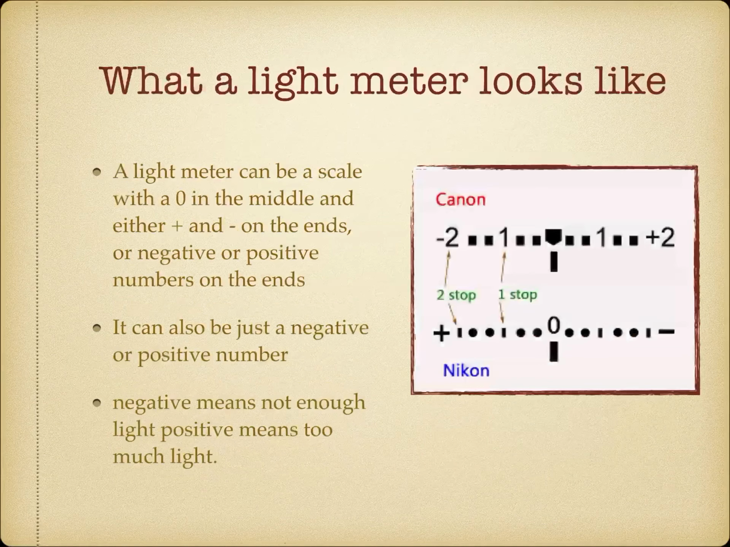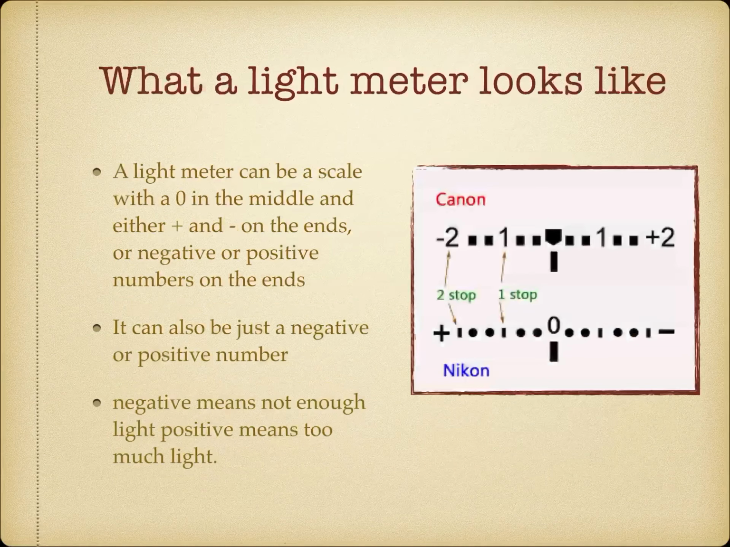What a light meter looks like. A light meter can be a scale with a 0 in the middle and a plus and a minus on either end, or a negative or positive number on either end. It can also just be a negative or a positive number without a 0, and maybe there's not a scale in the middle. I have cameras that do that.